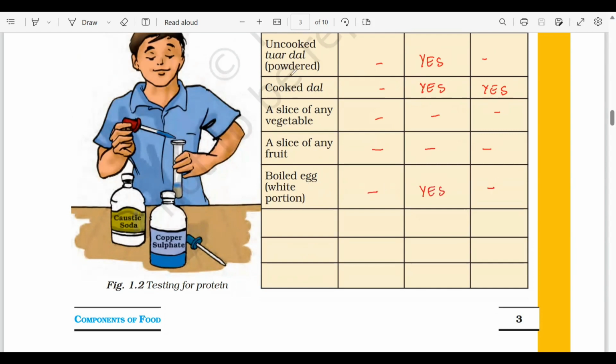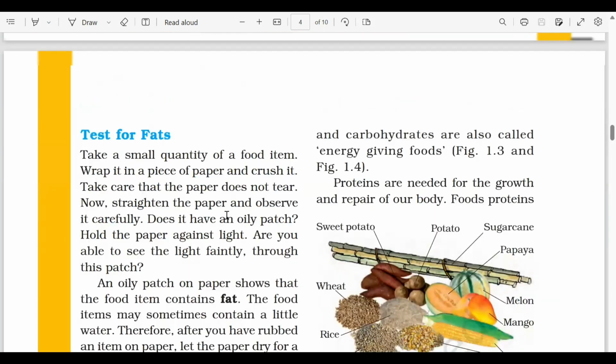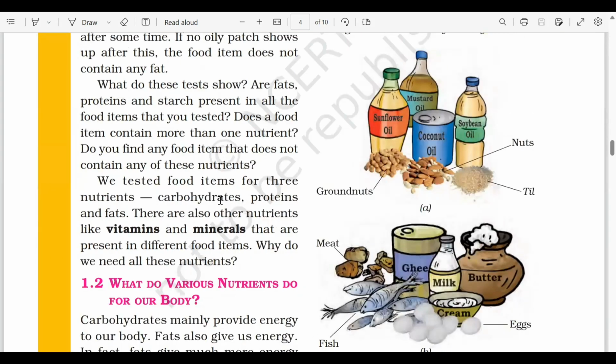So today we have learned quite a lot of interesting things. We have learned about the term called nutrients. We have learned how to detect the presence of these nutrients in our food. So in the next video, we are going to learn about why a body needs these different types of nutrients. Okay, so why do we need all these nutrients? We are going to discuss in the next video.